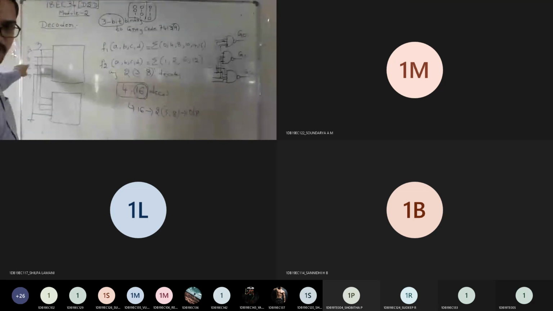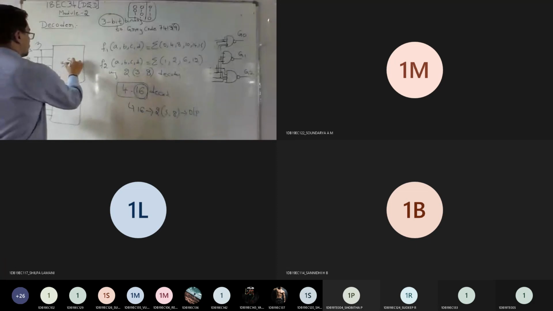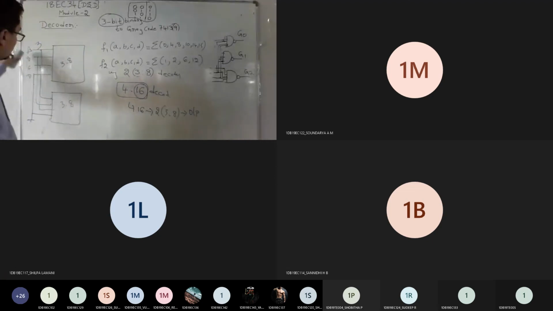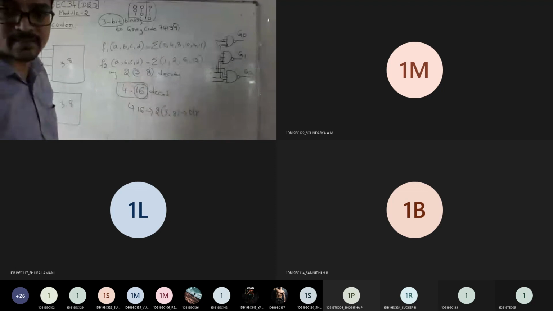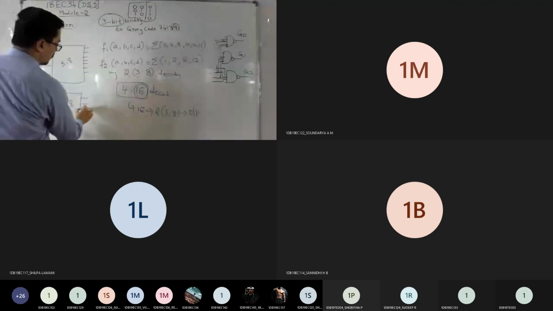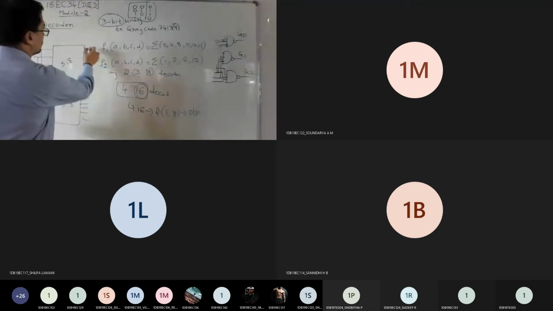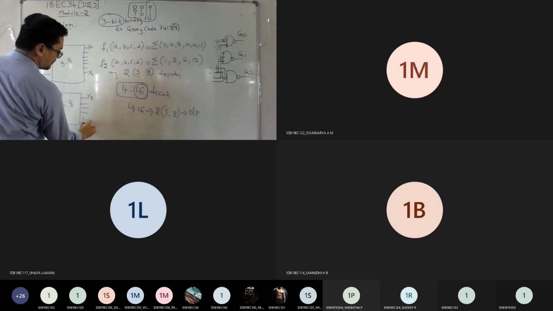How? ABC is common for both 3:8 decoders. This is your 3:8 and this is your 3:8. You can write like this. Then ABC common, D input I don't want, make it ground, and the remaining you are going to get 8 outputs from here and 8 outputs from here. Put a continuation, Y0 to Y7, Y8 to Y15.